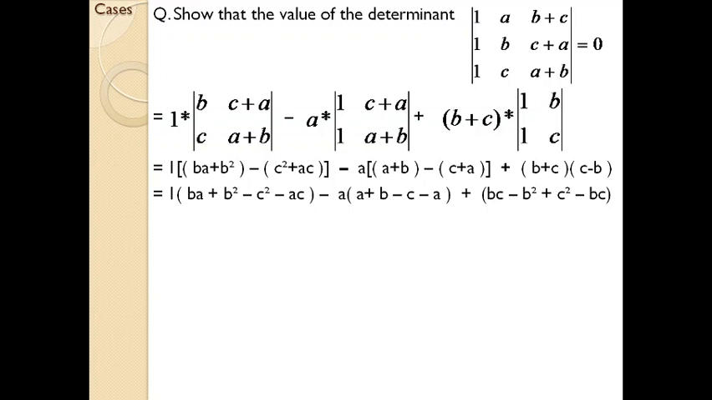So let us open all the brackets. So it can be written as 1 into ba which will be ba, plus 1 into b square it will be b square, 1 into minus c square it will be minus c square, and 1 into minus ac it will be minus ac. The same minus here, a into a square minus because here it is minus a into plus b, it will be minus a plus b. The signs have to be given.